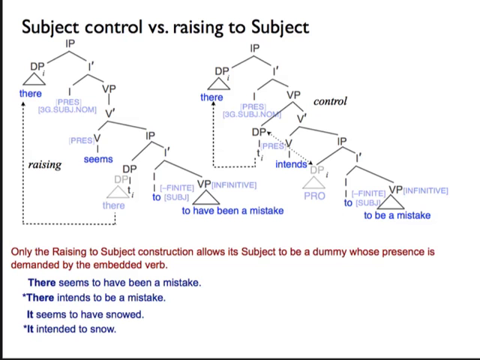So that's really, at some level, when you're looking, well, do I have control or do I have raising? In most cases, all you have to do is look for that. Am I a verb that implies sentience, right? If I am, then I'm a control verb.